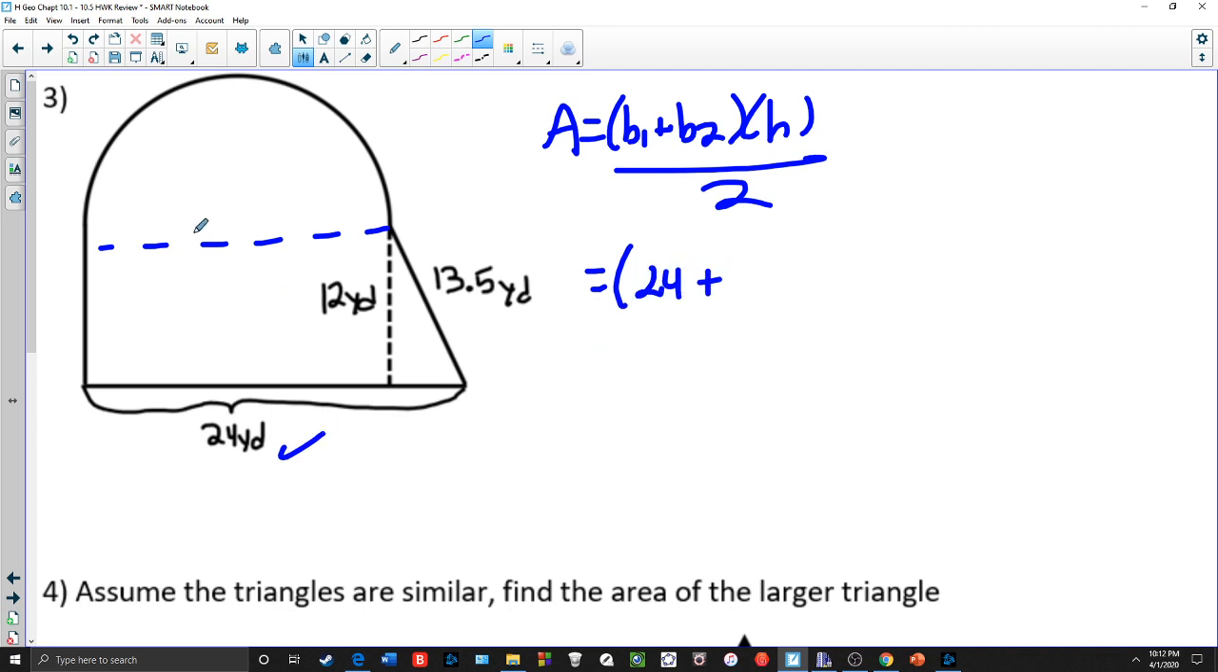Plus base 2, times height, 12, divided by 2. It's a constant. So I need to figure out what this top base is here, and I don't know what that top base is. Let's figure out where it goes.